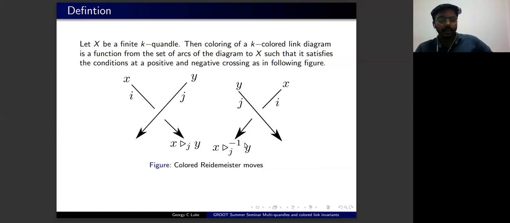Similarly, at the negative crossing, Z should be equal to X del J inverse Y. This del J makes sense. As we have seen, in a diquandle there are two quandle operations, del 1 and del 2, and similarly the arcs have two colorings, 1 or 2. So it makes sense.